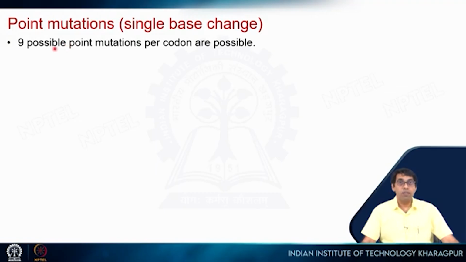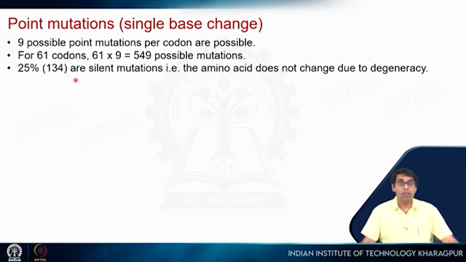So 9 possible point mutations per codon are possible. Since there are 61 codons, 61 times 9, that is 549 possible mutations. Okay. So 549 point mutations are possible. 25% of these, that is 134, are silent mutations, which means that the change in the nucleotide will not change the amino acid. That is because of the degeneracy of the codons.